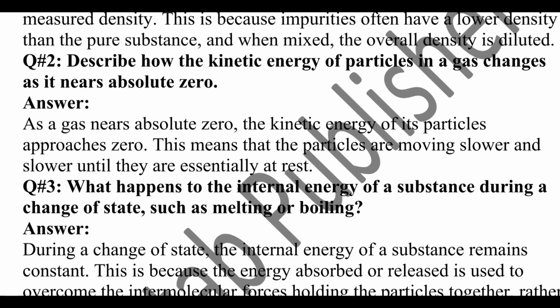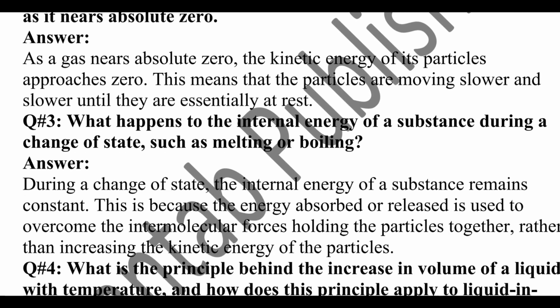Question number 2. Describe how kinetic energy of particles in a gas changes as it nears absolute zero. The answer is as a gas nears absolute zero, the kinetic energy of its particles approaches zero. This means that the particles are moving slower and slower until they are essentially at rest.